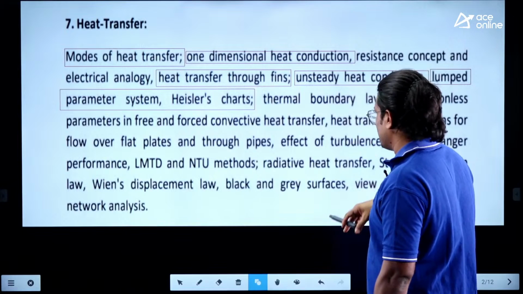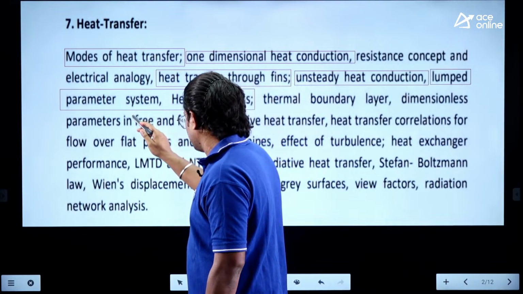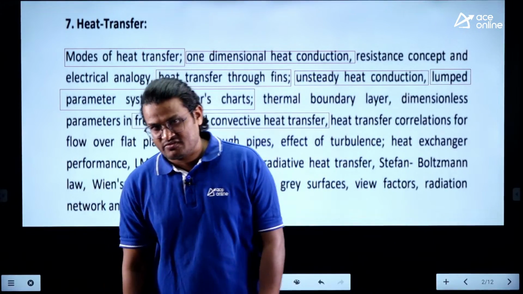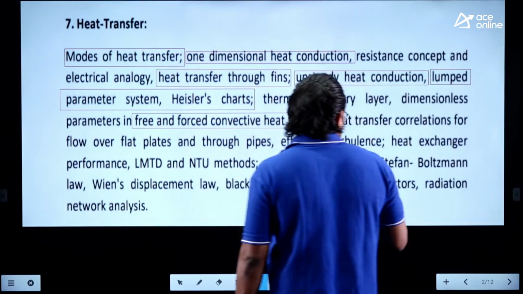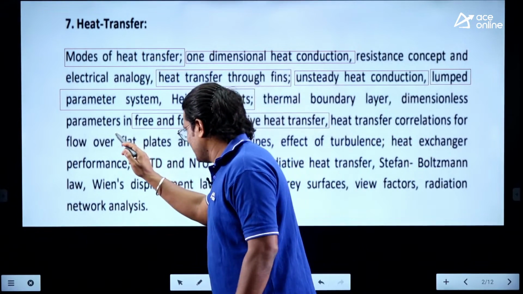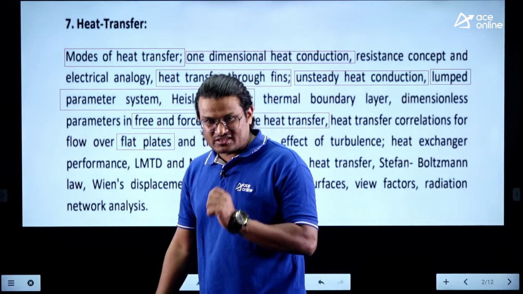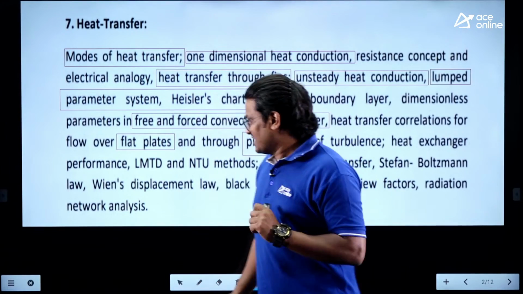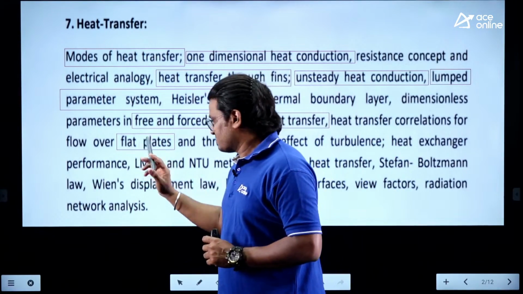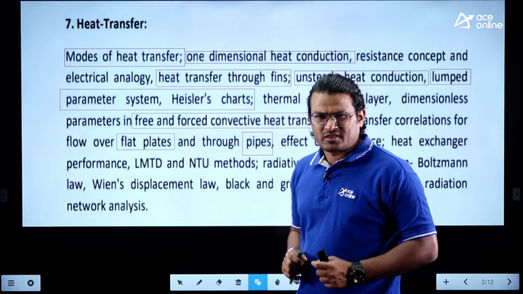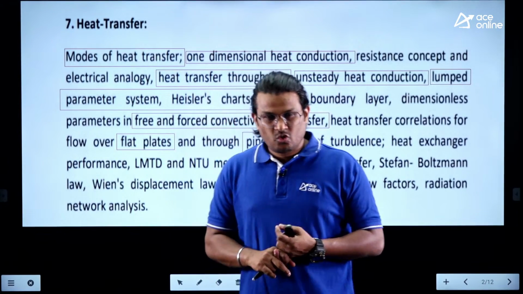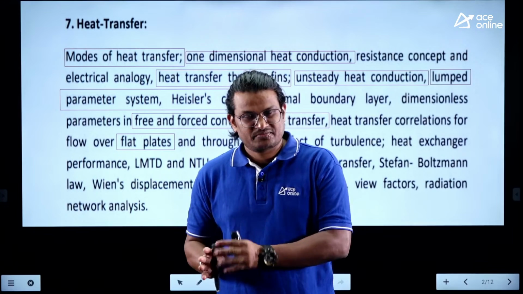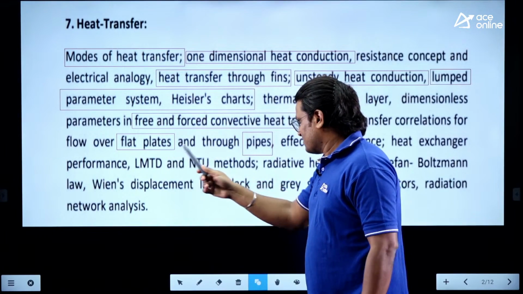Then there is thermal boundary layer, dimensionless parameter. So it is written here free and forced convection heat transfer. So forced convection is also there, free convection is also there. But in that, listen, heat transfer correlations, it is clearly mentioned that it is for flat plates and through pipes. That's it. It is clearly written that heat transfer correlations flow over a flat plate and through pipes. Means no need to study sphere, no need to study trapezium, no need to study any other geometry. You need to prepare only flat plates and pipe. Simple. Only you need to prepare flat plates and pipe.